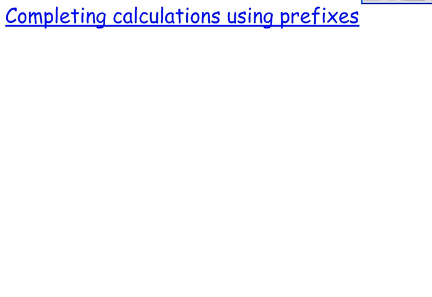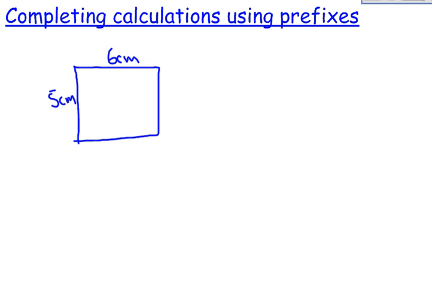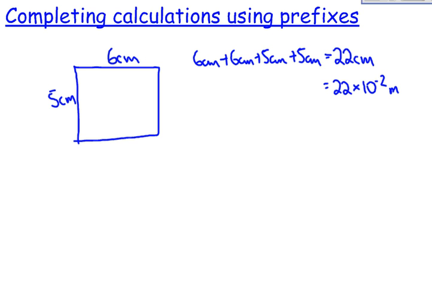So first of all, we'll look at the perimeter of a rectangle. If we have a rectangle that is, let's say, 6 centimeters by 5 centimeters, the perimeter of that would be 6 centimeters plus 6 centimeters plus 5 centimeters plus 5 centimeters, which is going to be 22 centimeters. Now that's usually perfectly acceptable, but if we wanted the answer in meters, we'd have to convert that, and we'd say that is 22 times 10 to the minus 2 meters, which is going to be 2.2 times 10 to the minus 1 meters.